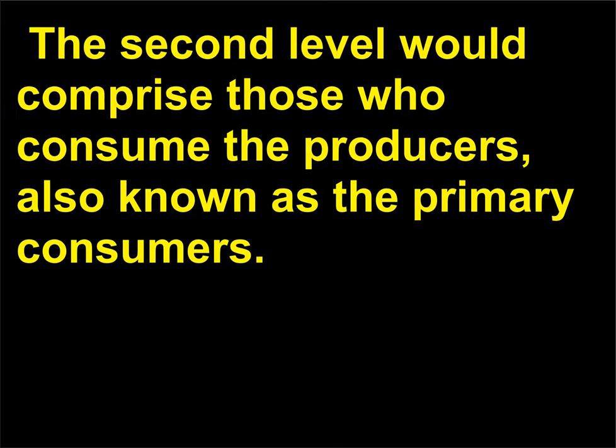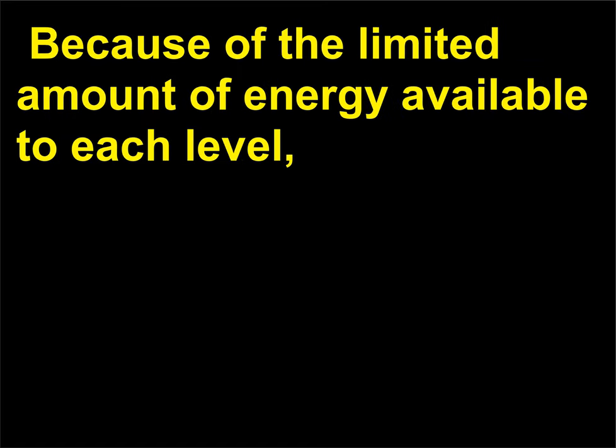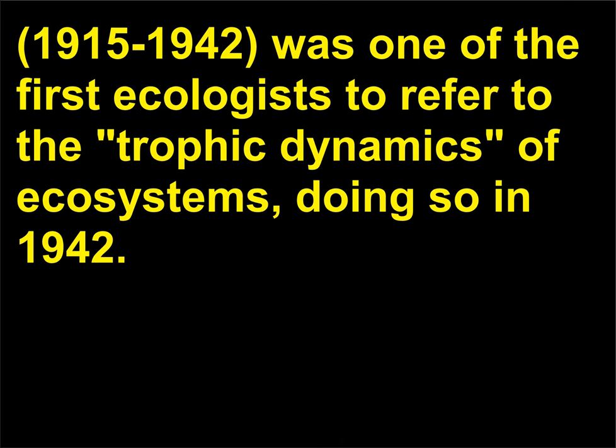The second level would comprise those who consume the producers, also known as the primary consumers. The next level would contain the secondary consumers, those who consume the primary consumers, and so on. Because of the limited amount of energy available to each level, these trophic pyramids rarely rise above a third or fourth level of structure. R. Lindemann, 1915-1942, was one of the first ecologists to refer to the trophic dynamics of ecosystems, doing so in 1942.